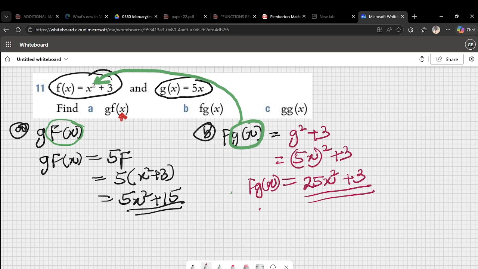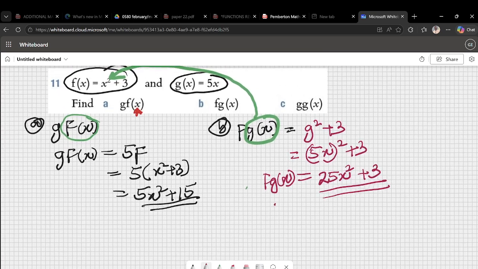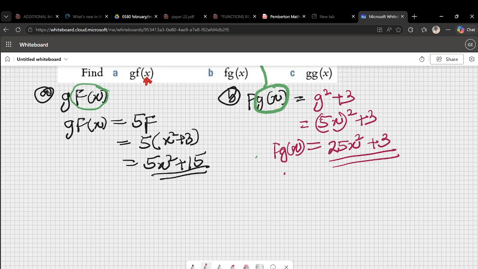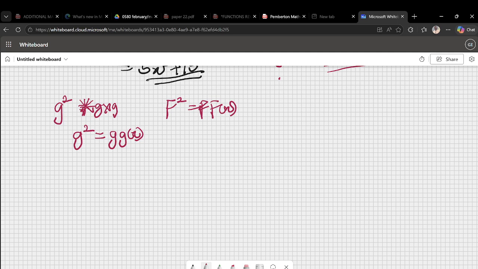Now the next one is, we are going to be looking at g of g of x. Now there's something I need to let you know about functions. So funny about functions. If you see something like this, g squared does not mean g times g. That's not correct. g raised to power 2 in functions is g of g of x. Put g inside g. The same thing if you have f squared, it is the same as f of f of x. Please take note of it.